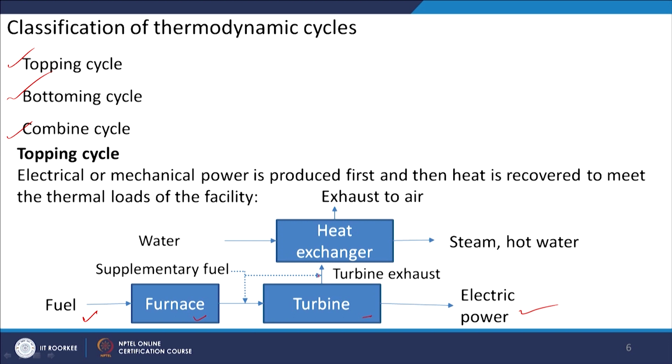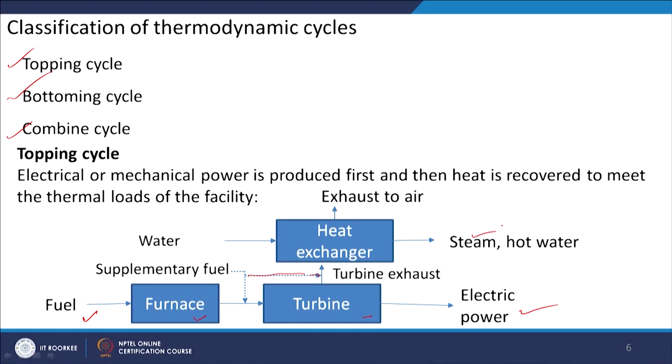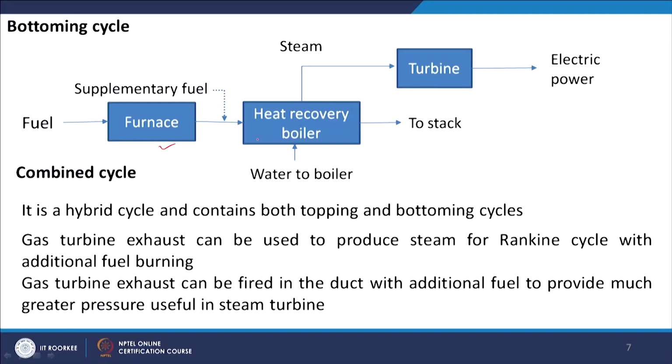Then the exhaust from the turbine is further added with some supplementary fuel and combusted, and the temperature of this stream is also increased, and then it is used in a heat exchanger for steam generation. So, in this case, at first we get mechanical energy, then heat recovery. That is why it is called a topping cycle. For the bottoming cycle, we produce heat first, and heat recovery takes place first, using water to produce steam, and then the turbine, then electricity. So, this is called the bottoming cycle.